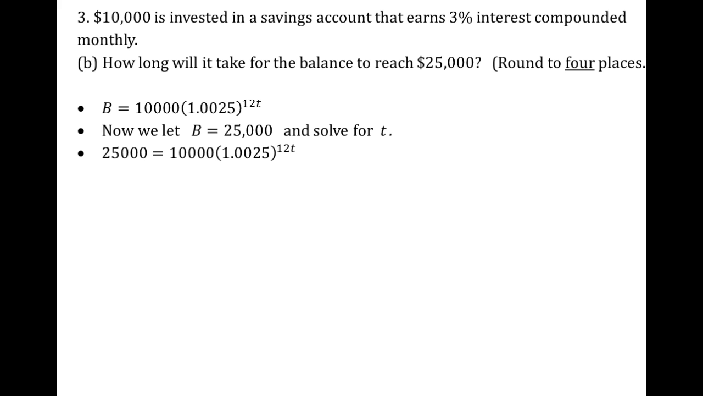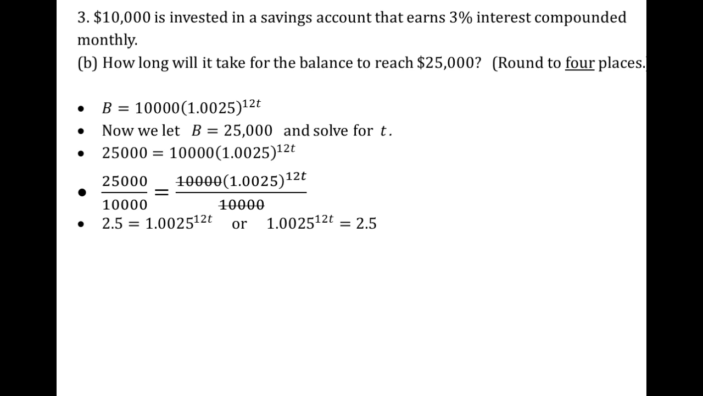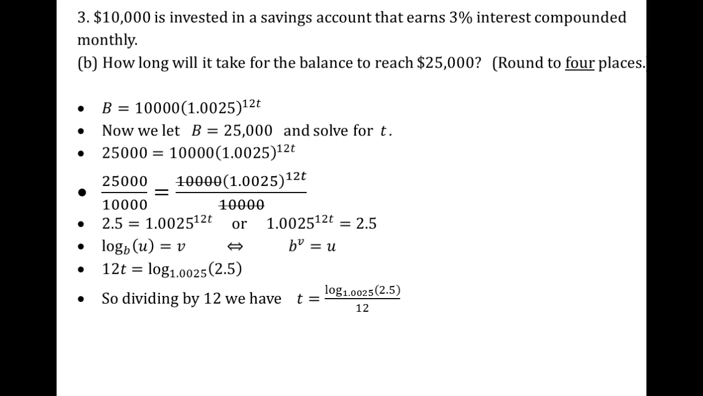Now for that equation, again, the exponent 12t only affects the 1.0025, the base, so we can divide by 10,000 and then simplify. It gives us 2.5 is equal to 1.0025 to the 12t, or we can write it the other way. And now we want to convert from exponential to logarithmic form to then isolate t out of the exponent. So we get 12t equals log base 1.0025 of 2.5. And then we want to solve this resulting linear equation for t by dividing by 12. And that gives us our answer.